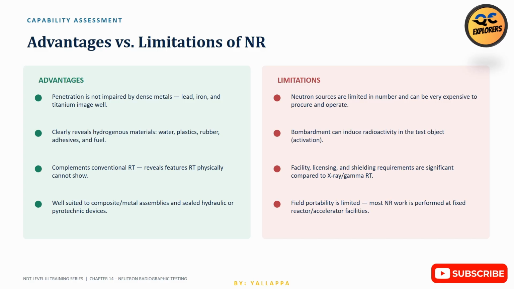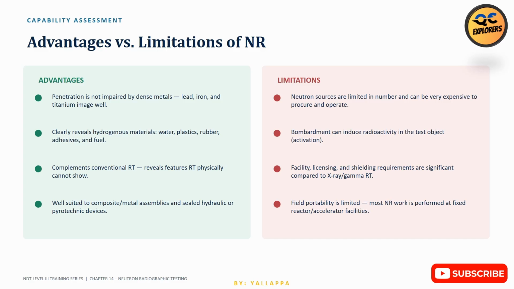Now let's discuss the limitations. Perhaps the greatest limitation is the availability of neutron sources. Unlike X-ray machines or gamma-ray cameras, neutron-producing facilities are relatively rare and require substantial investment. This immediately limits the widespread use of neutron radiography.